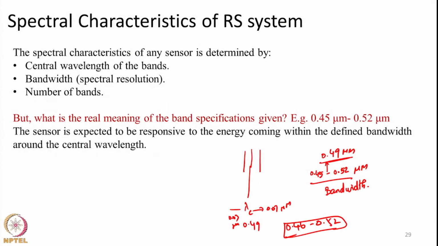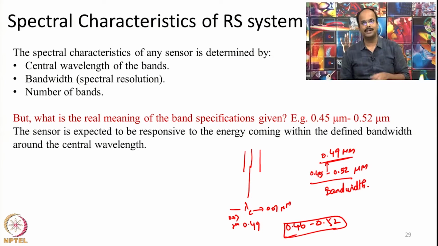If you compare this with 0.45 to 0.47, 0.02 micrometers, then 0.45 to 0.47 has a finer spectral resolution than 0.45 to 0.52. Always keep this in mind. The bandwidth will define the spectral resolution. Okay. We are talking about a central wavelength, bandwidth surrounding it and all. What exactly are these? How are these things important?